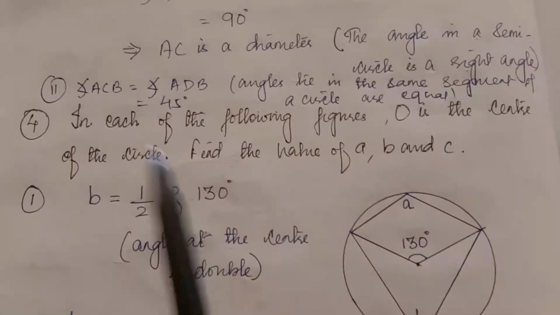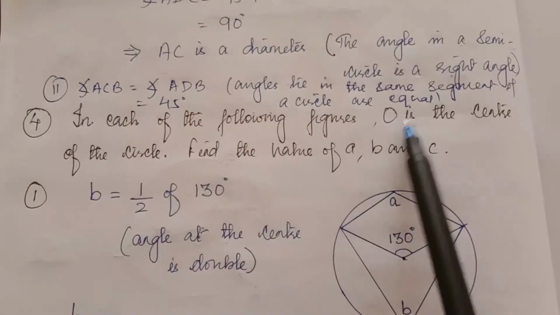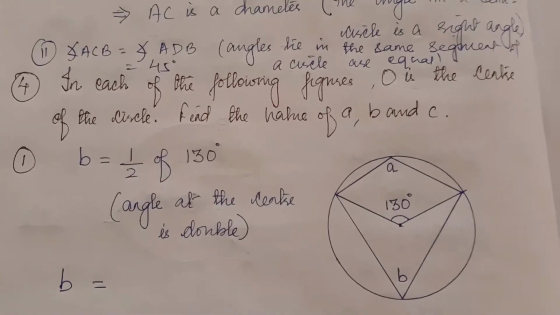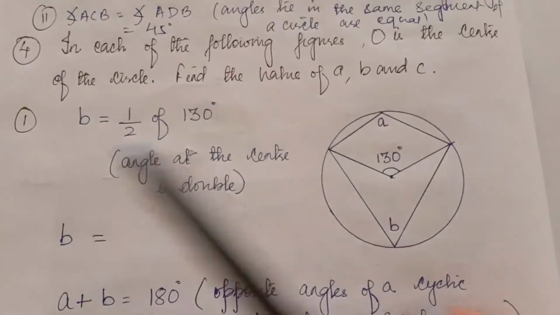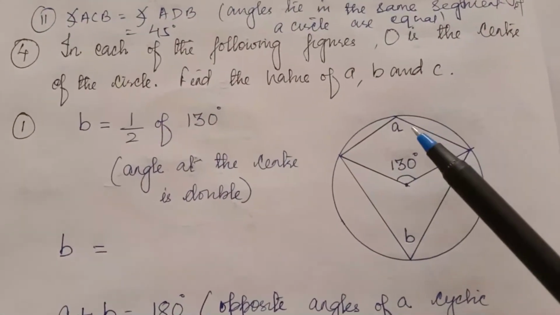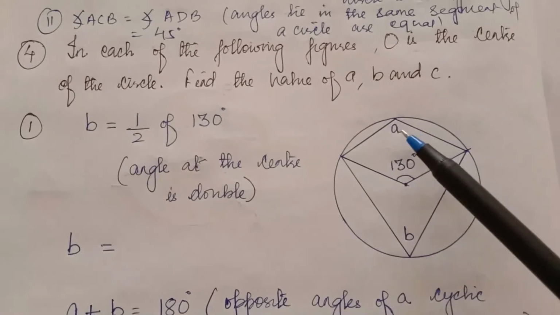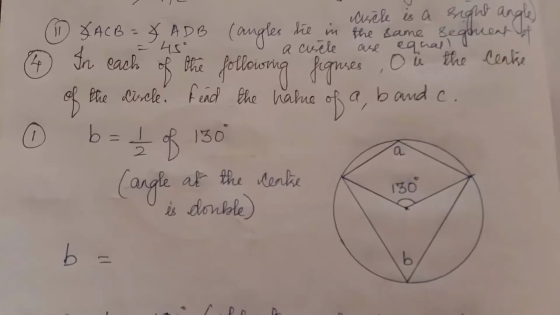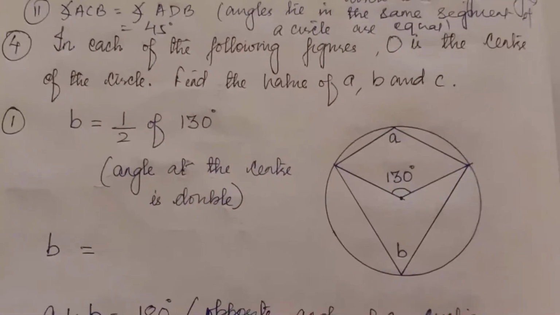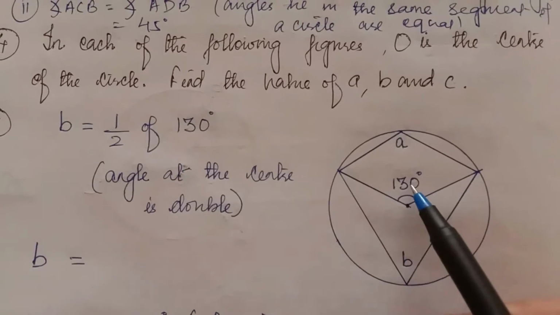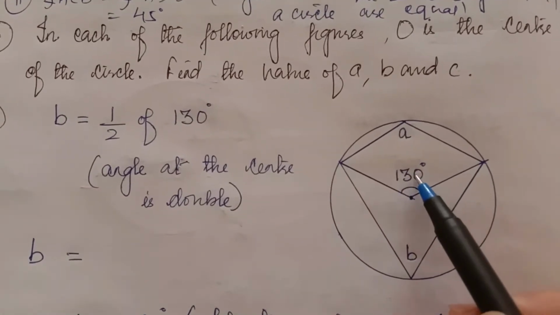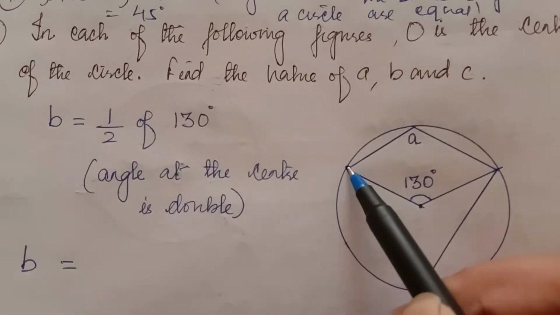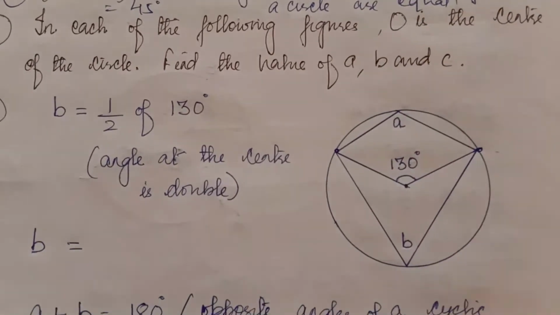Now question number 4. In each of the following figures, O is the center of the circle. Find the value of A, B and C. So for the first question, this is the diagram. We have to find the value of A here, okay. For that, we need to find A and B, right? So see this B, and this 130 degree. 130 degree is at the center of a circle, angle at the center of a circle, and angle B. See, their end points are same, right? Same arc, they lie in the same arc.